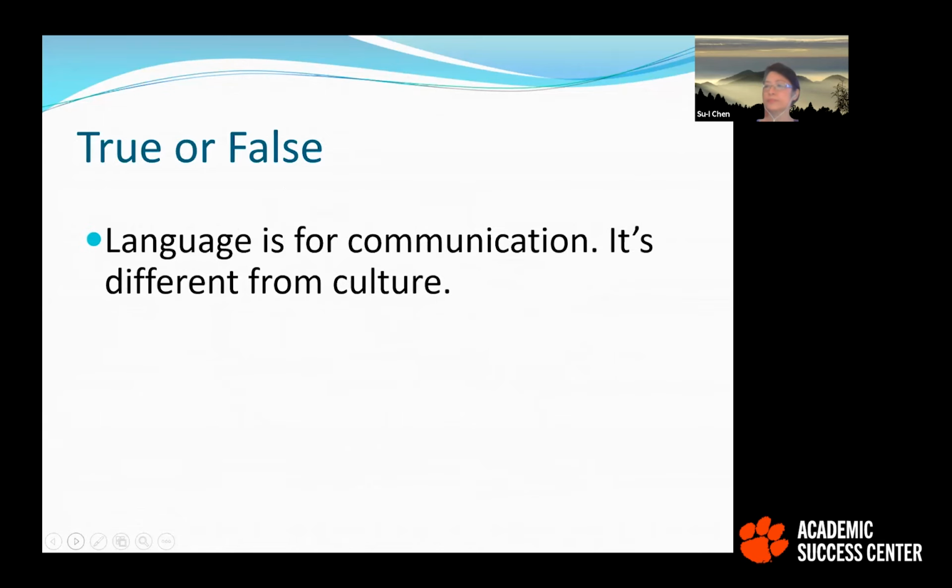And let's do this one. Language is for communication. It's different from culture. Again, give me your answer, yes or no. Go to participants. Choose yes or no. What do you think? True or false? Okay. Good. I begin to see people put in the answer.